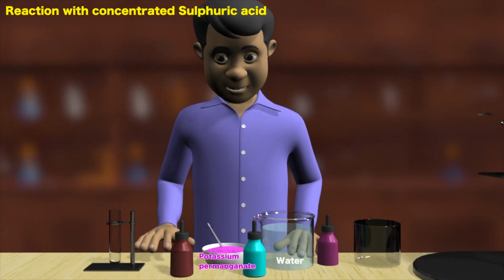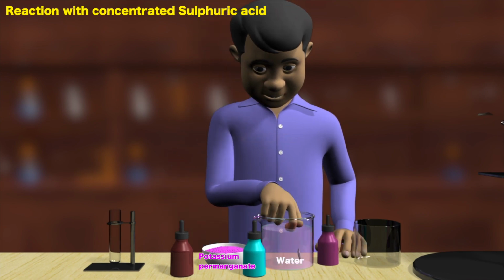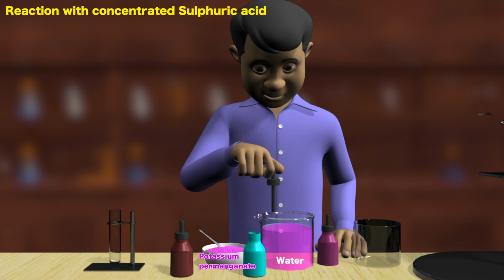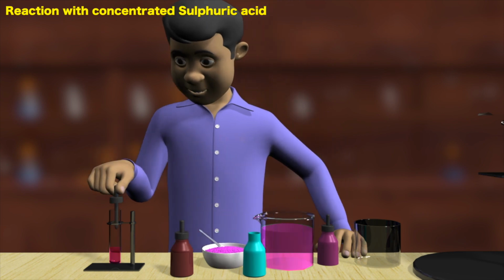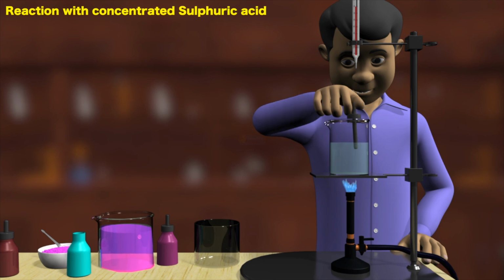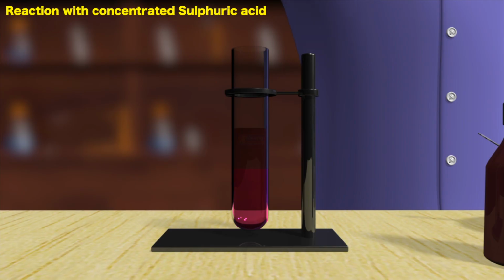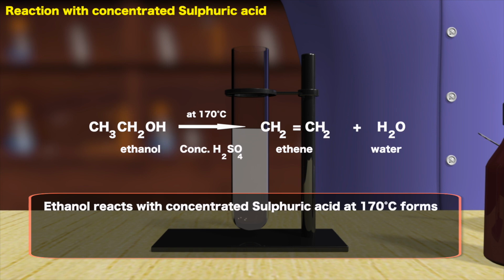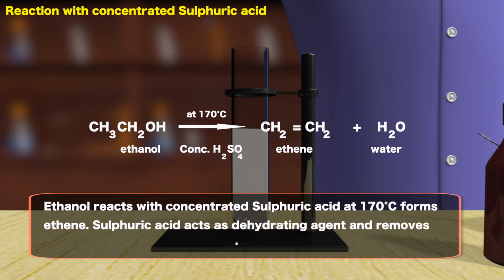Add a few crystals of potassium permanganate to water and make a solution of it, and the color of the solution is deep purple. Using a dropper, take a few drops of potassium permanganate solution and put into the test tube. Now, add a few drops of the heated mixture into the same test tube. We will observe that the deep purple color slowly disappears, which proves the presence of alkene. In this activity, the following reaction takes place. Ethanol reacts with concentrated sulfuric acid at 170 degrees Celsius, forms ethene. Sulfuric acid acts as a dehydrating agent and removes the water molecule from ethanol and produces ethene.